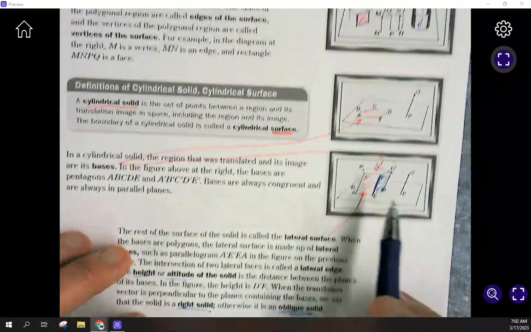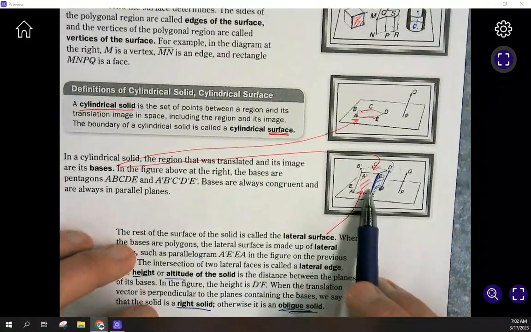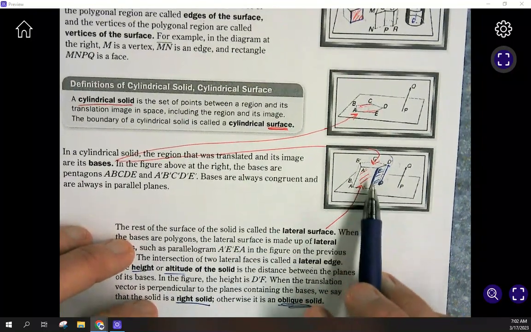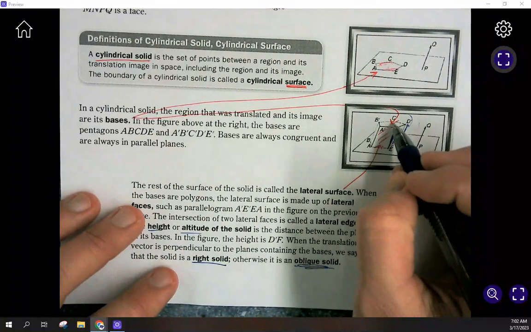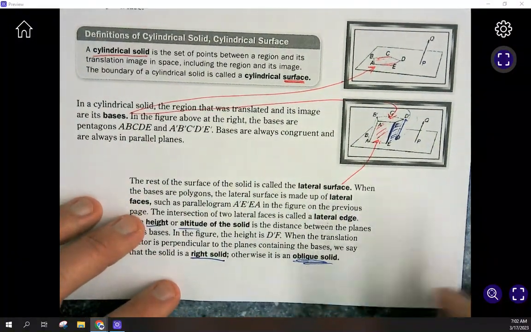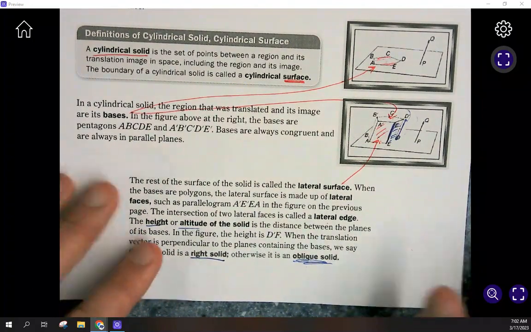So a right solid stands straight up like many of the three-dimensional shapes we're used to in real life. But if you look at this pentagon right here, it's leaning sideways. This would not be considered a right solid. If I go from here to the middle of the other base, they're not going to hit at 90 degrees. That would be considered an oblique solid.